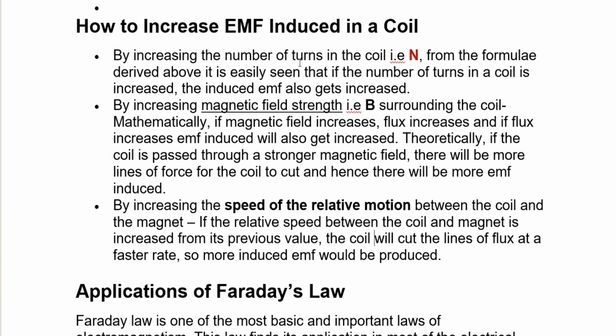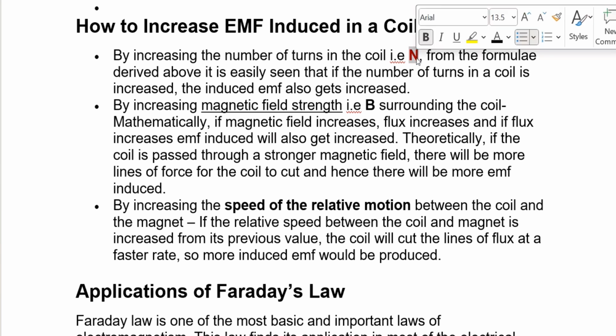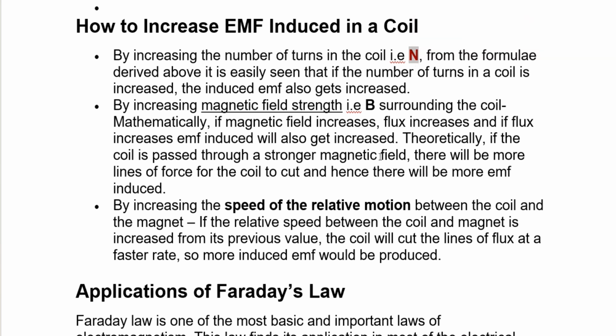So there are three ways suggested here. Either you increase the number of turns, or you increase the flux density of the magnetic field, or the strength of the magnetic field, or you speed up the relative motion between them. If you are doing all these three together, then the total of the EMF that you are producing will also increase.